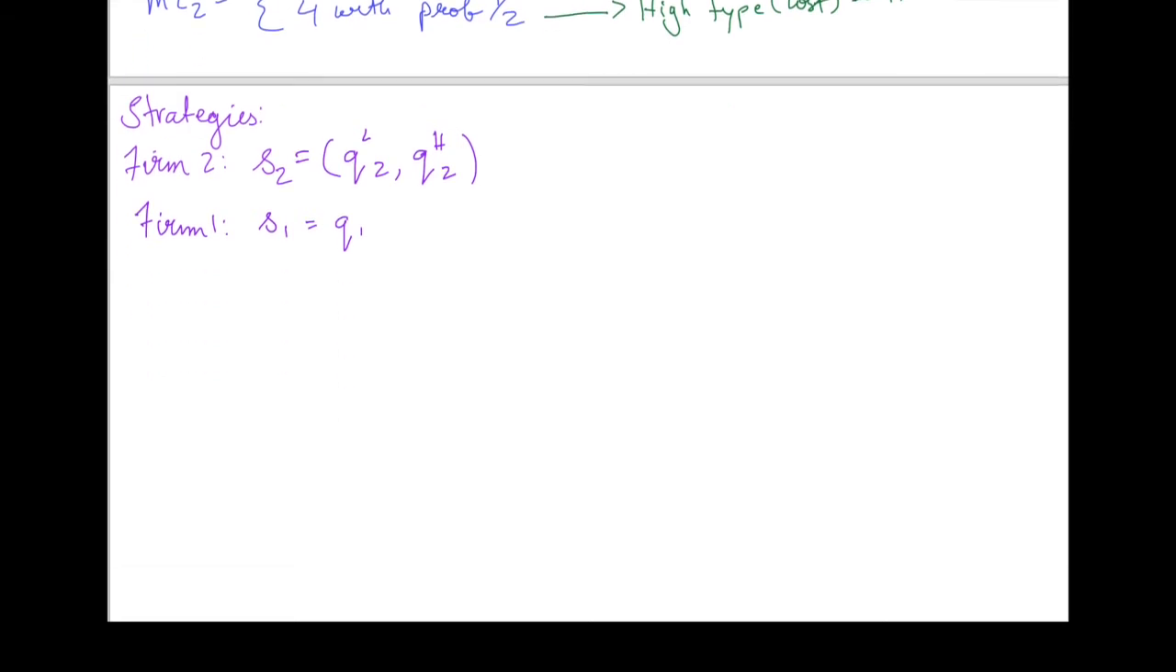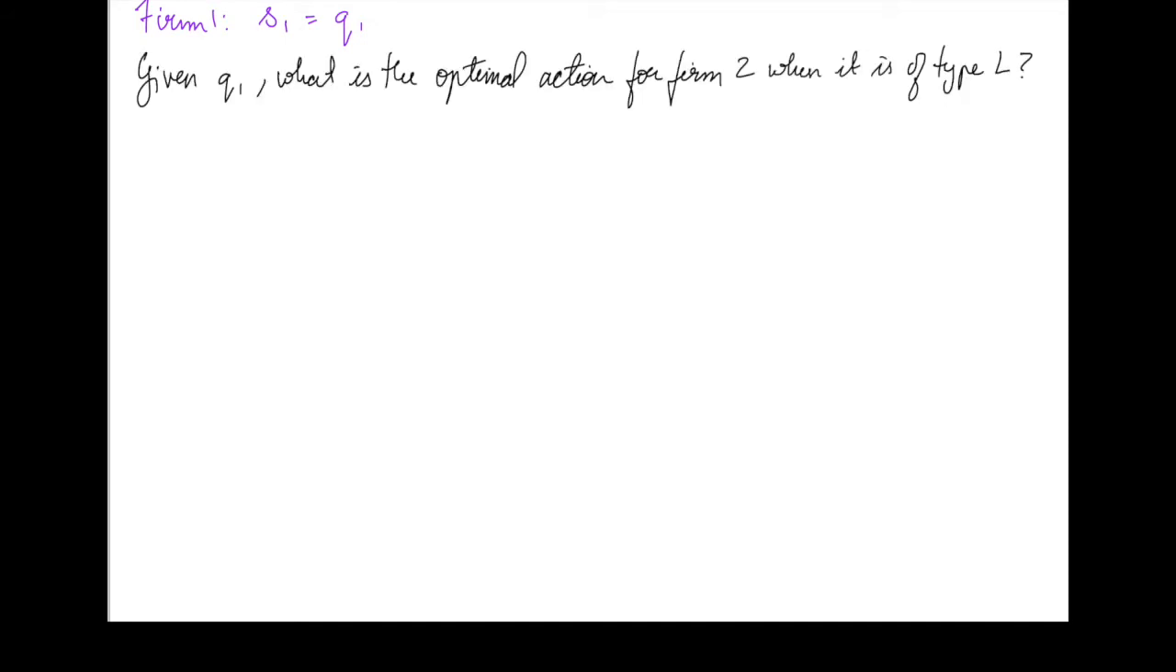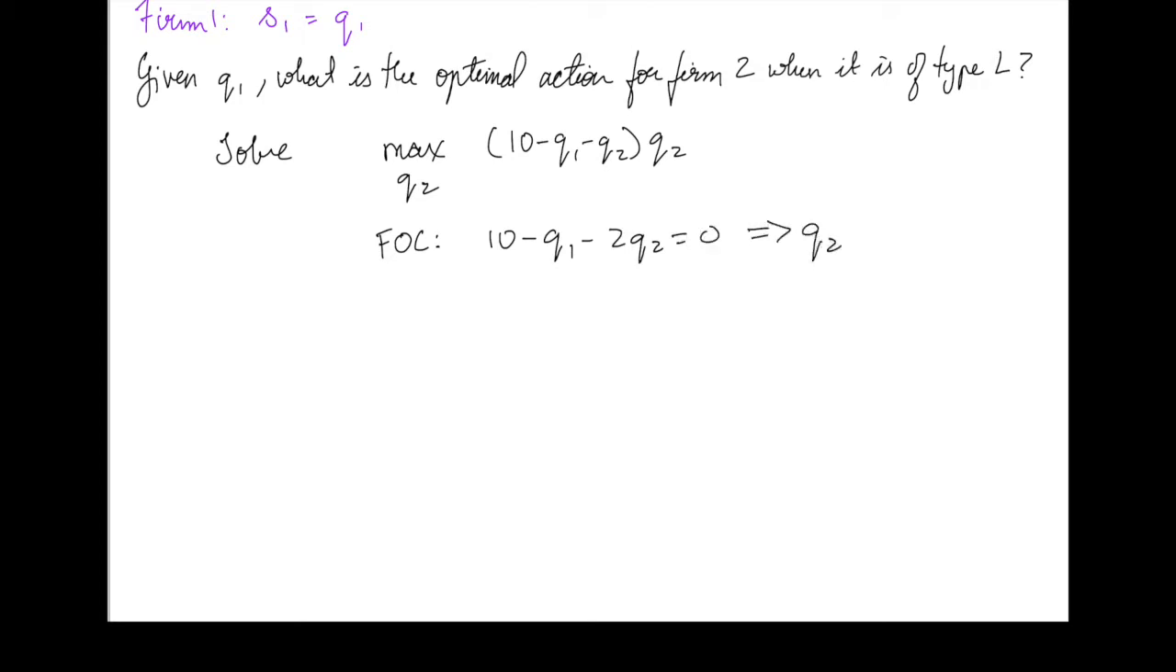So given some quantity Q1 that firm 2 expects firm 1 to produce, what is the optimal action for a low type of firm 2? Well, the optimal action would solve the following maximization problem. Pick the quantity Q2 that maximizes (10 minus Q1 minus Q2) times Q2. Remember, there's 0 marginal cost, so there isn't any cost, so your profit is just your revenue. So the first order condition is 10 minus Q1 minus 2Q2 equals 0, which means that Q2 has to be (10 minus Q1) divided by 2. So the best response of firm 2 when it is of type L to Q1 chosen by firm 1 is 5 minus Q1 over 2.